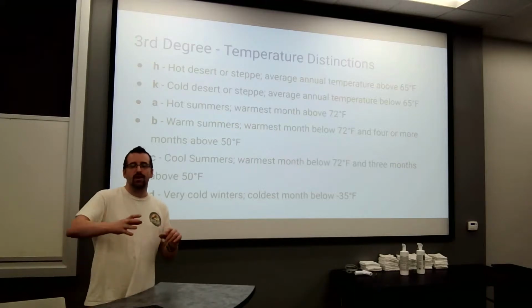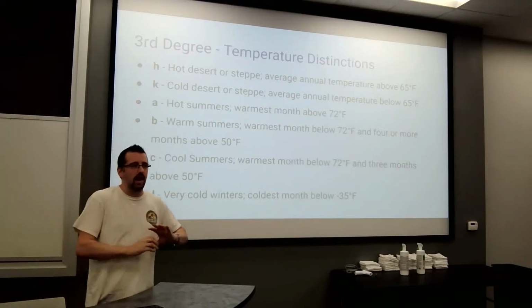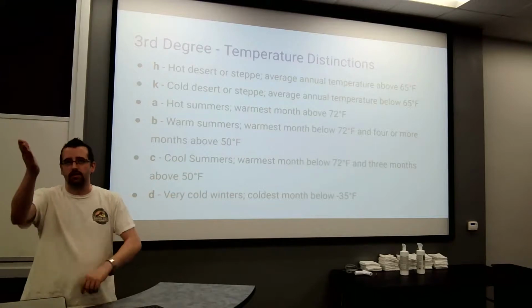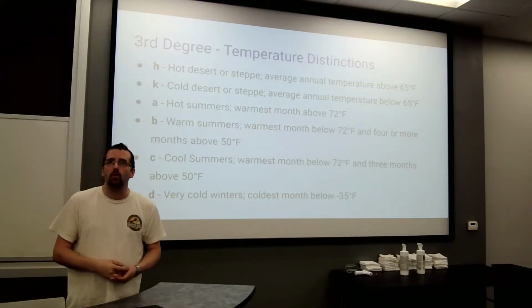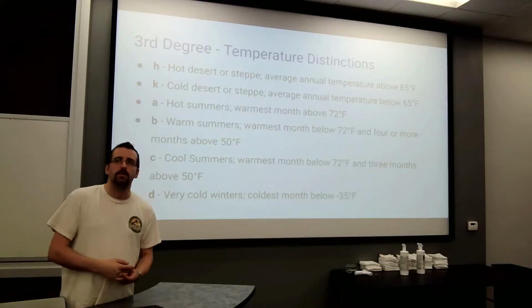So again, remember, weather is what's happening outside right now. Climate is the average of what's happened in the last 50 or so years. And this is how we get these classifications. K is your cold desert or steppe. This is where your average annual temperature is below 65 degrees Fahrenheit.